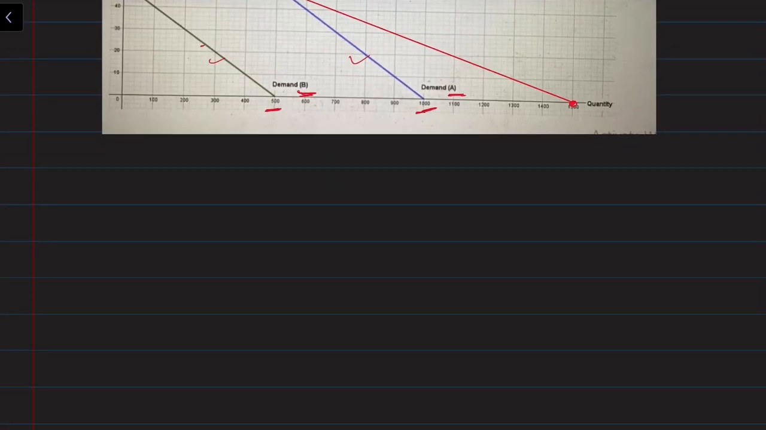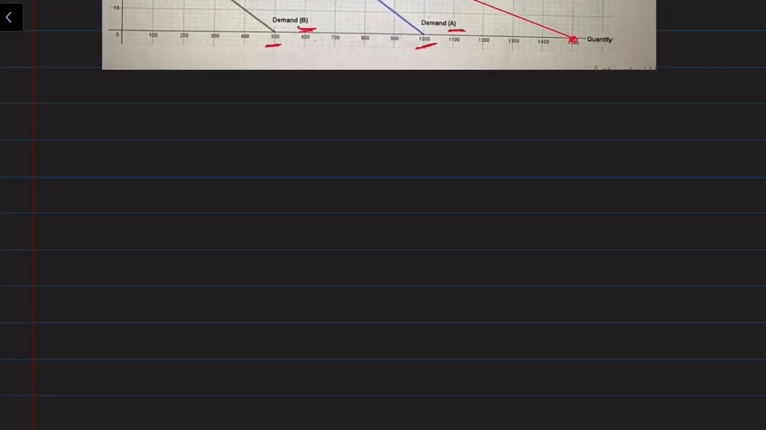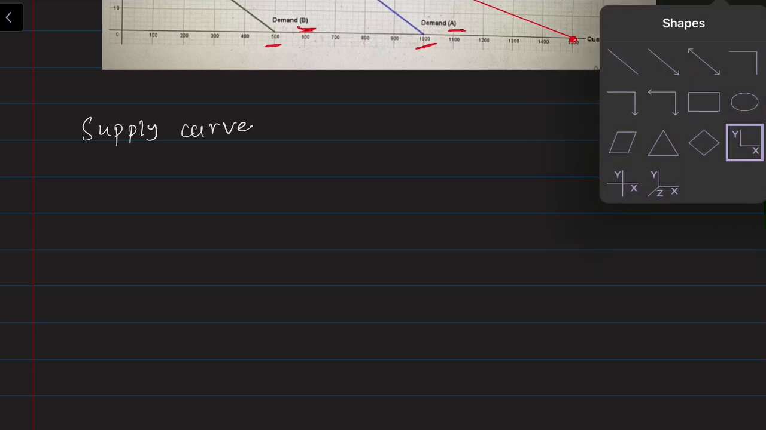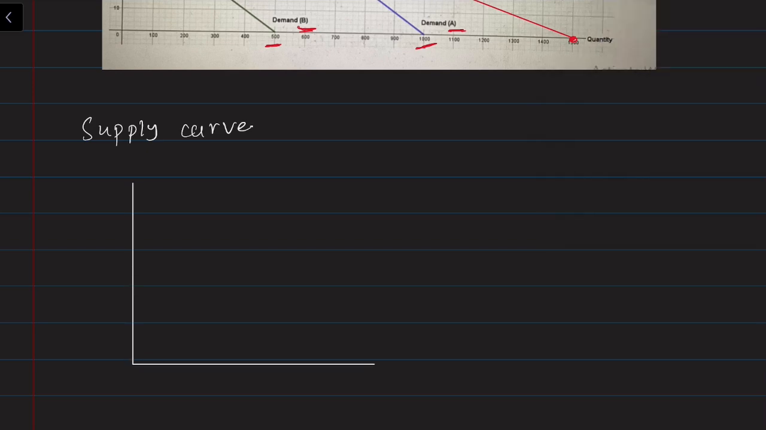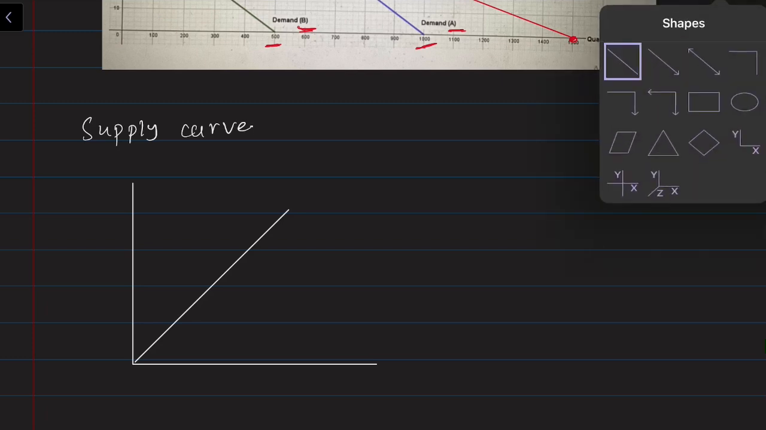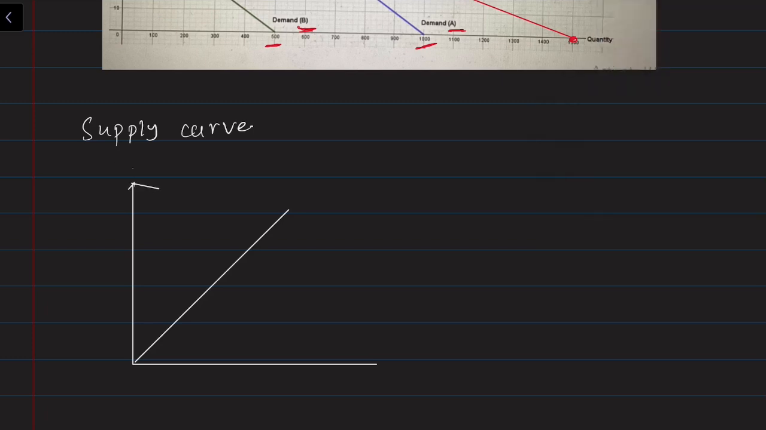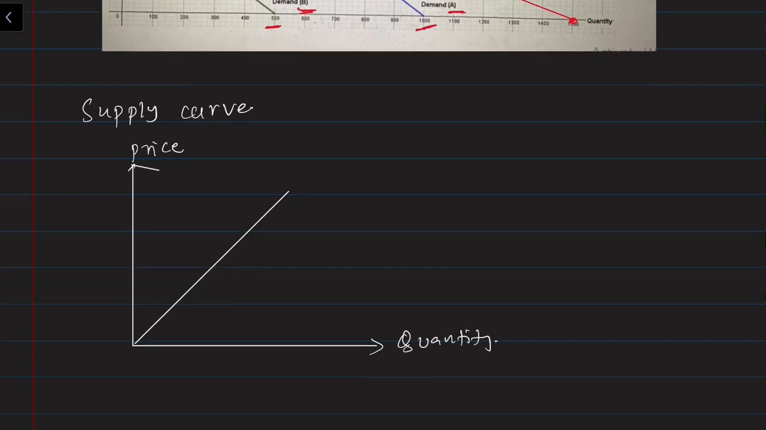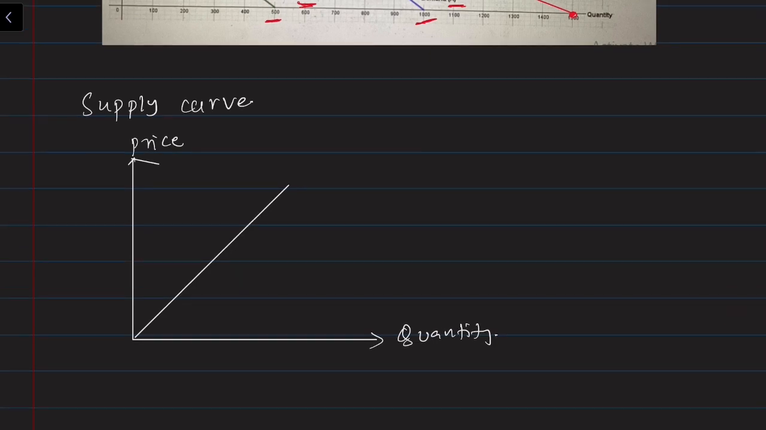Now let's understand the supply curve. In most cases the supply curve is upward sloping, but there are a few cases in which the supply curve is downward sloping. By convention, we write price on the vertical axis and quantity on the horizontal axis. Now the question arises, why is the supply curve upward sloping? I'll give you two arguments.